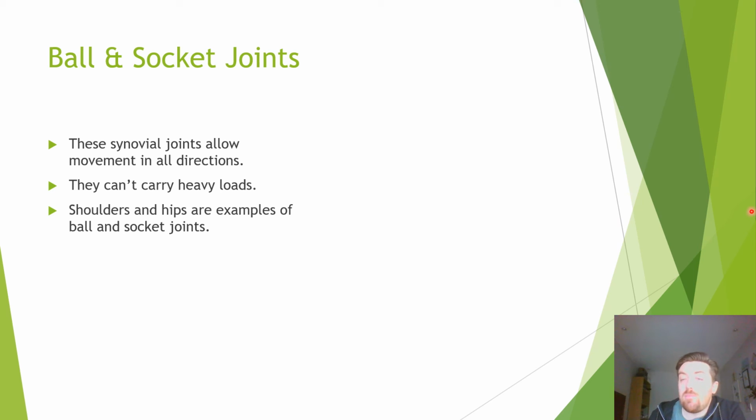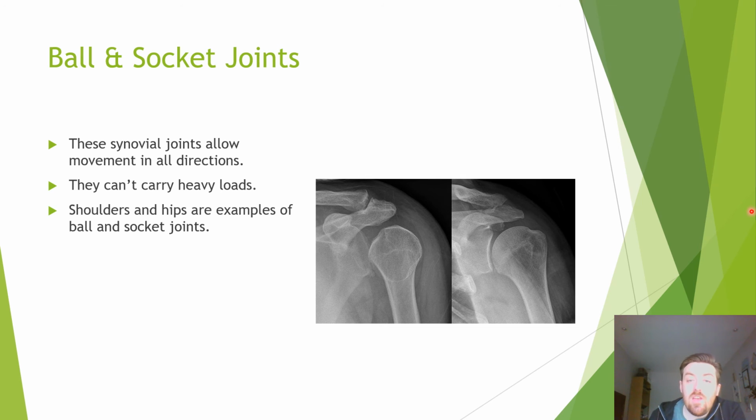Shoulders and hips are examples of ball and socket joints, and this will really help. This is an X-ray of a shoulder joint. There's the ball part, and it fits into this socket part. The synovial fluid would be in there. Cartilage would be lining the edges of this bone here and even in here as well, while synovial fluid would be filling that gap.